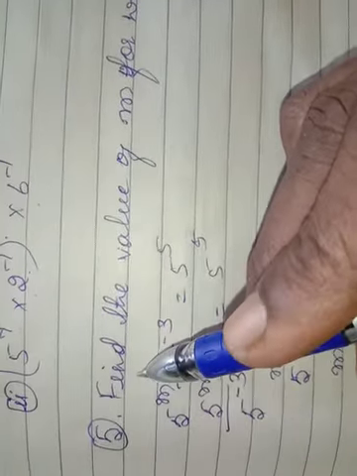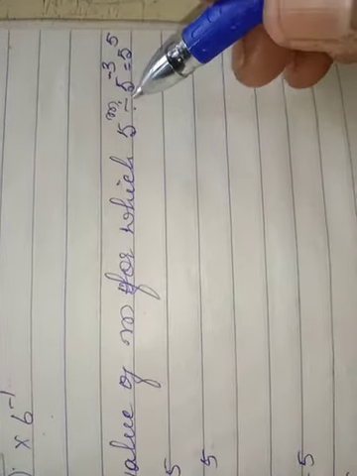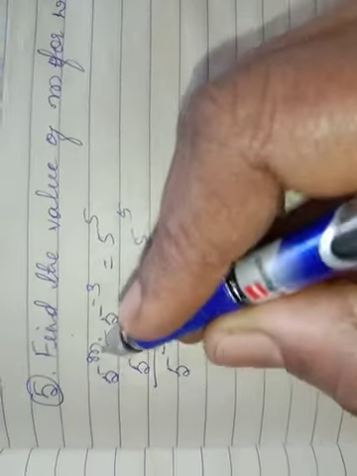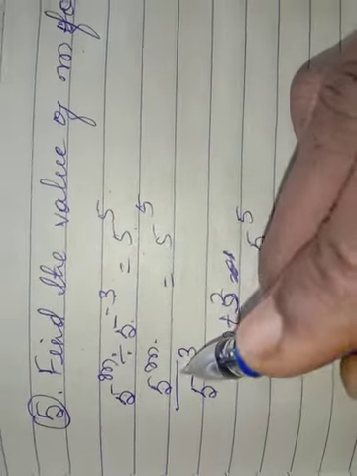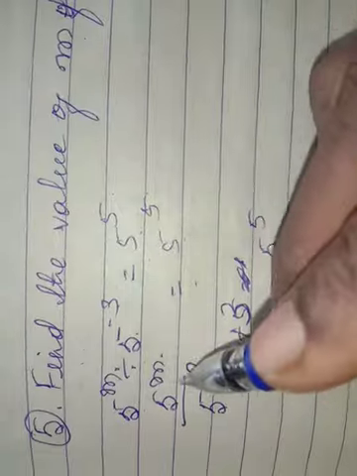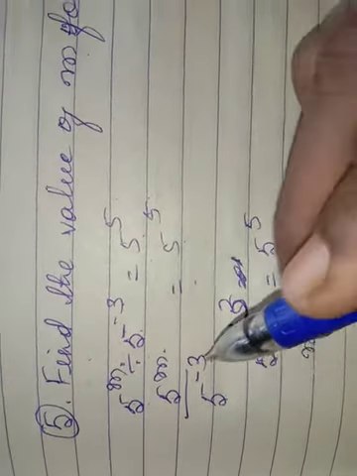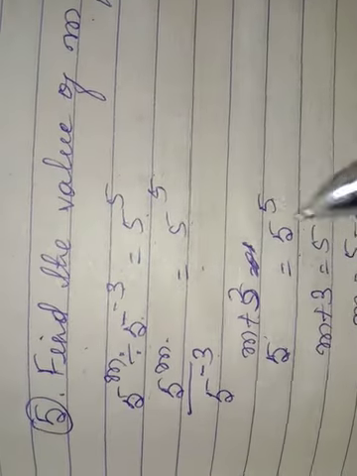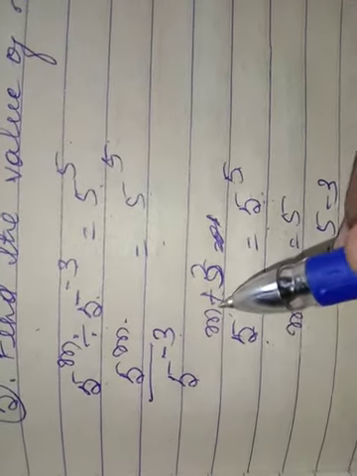Next, fifth main: find the value of m for which 5 to the power m divided by 5 to the power minus 3 is equal to 5 to the power 5. Understanding? This division is there, no? That's why, now, 5 to the power m, this minus 3 will become plus 3, is equal to 5 to the power 5. Now, since the bases are the same, we can equate the powers.